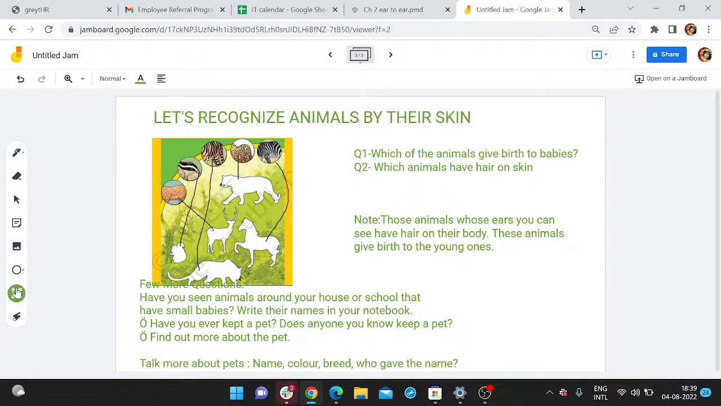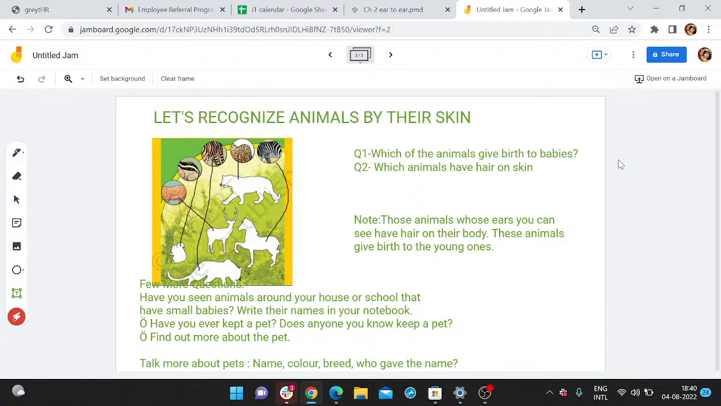But the question here says, which of the animals give birth to babies? ऐसे कौन से animals हैं जो birth देते हैं babies?